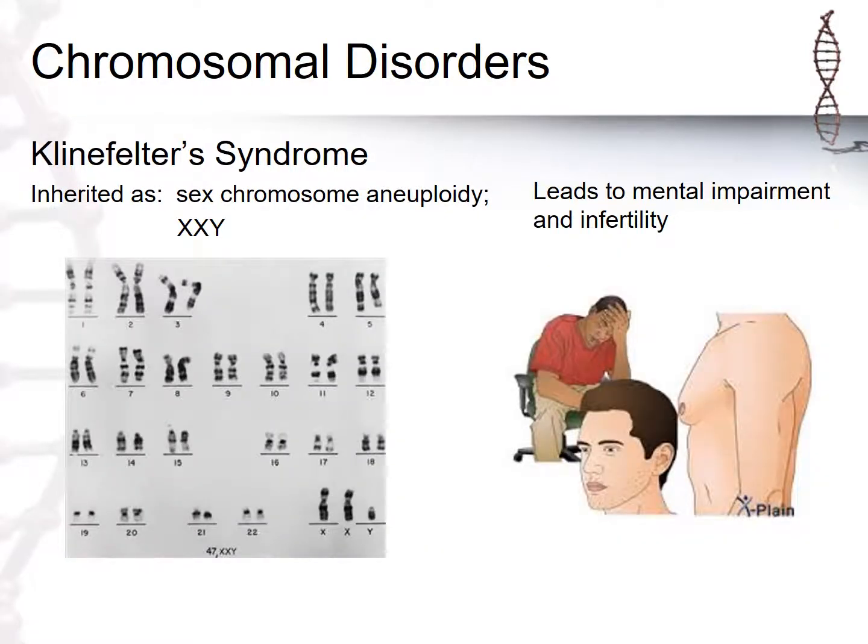Klinefelter syndrome. There are 2 X's and a Y. These are male. We consider them male because they have a Y chromosome. They have mental impairments, and they are infertile.